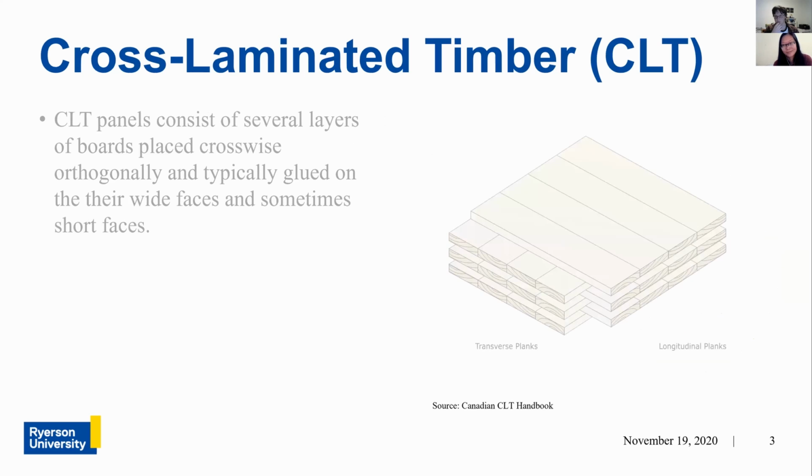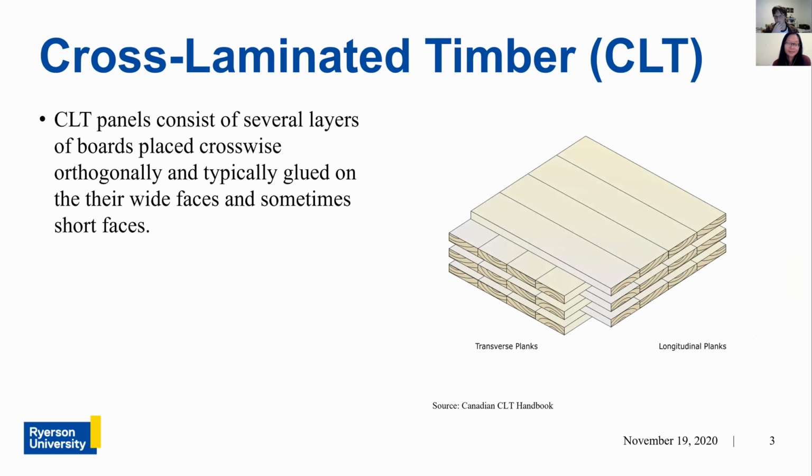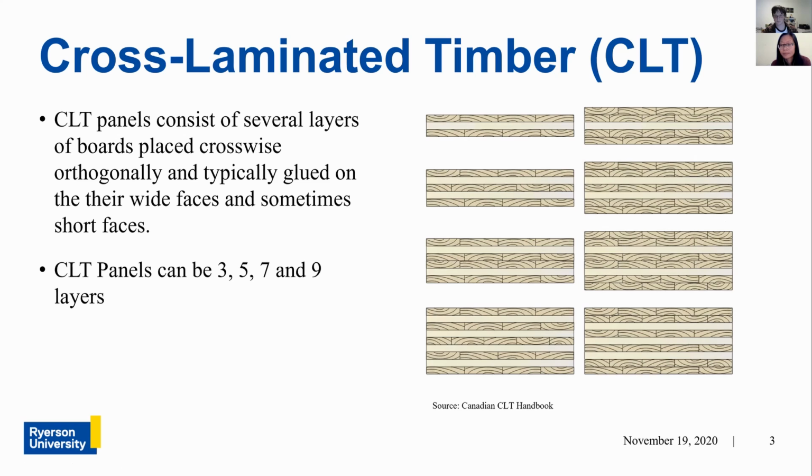In terms of the CLT, CLT consists of several boards, which are placed crosswise or orthogonally, typically glued on their width faces, and sometimes short faces as well. So by width, I mean cross, and sometimes short, meaning these ones across. And CLT panels can range from 3, 5, 7, and 9 different layers. The layer thickness really depends on what you're using it for and where you're applying the material.